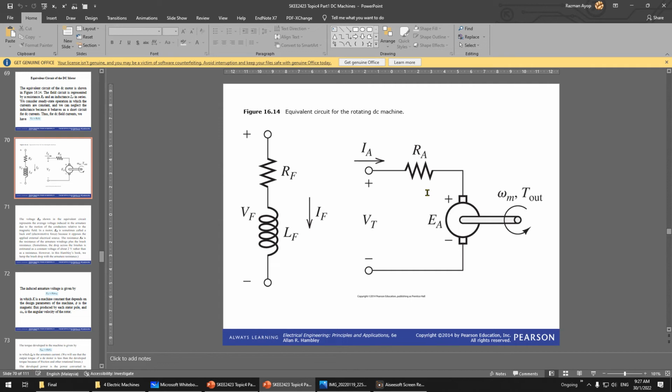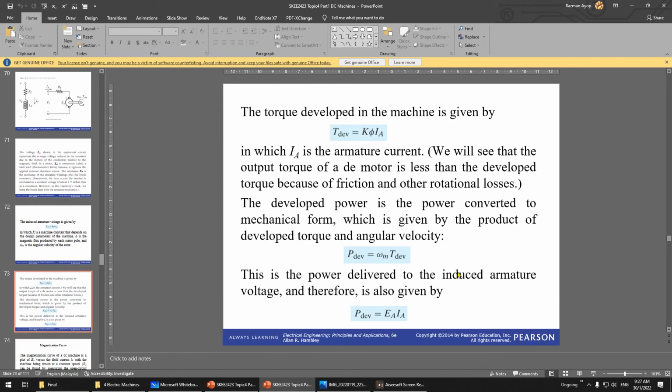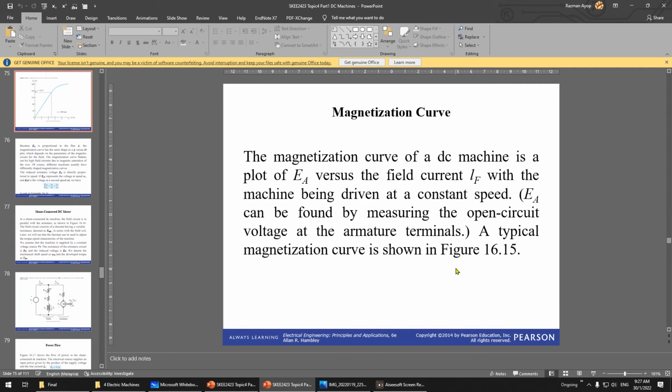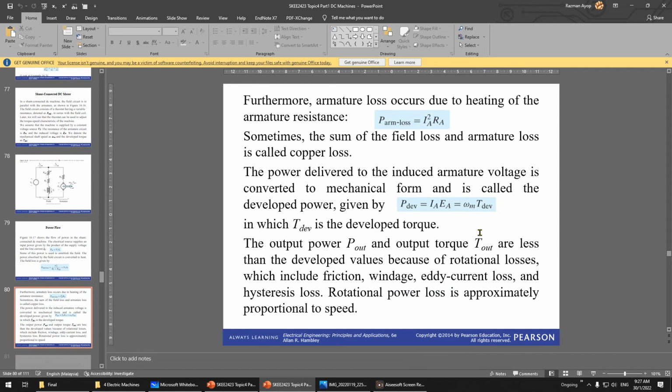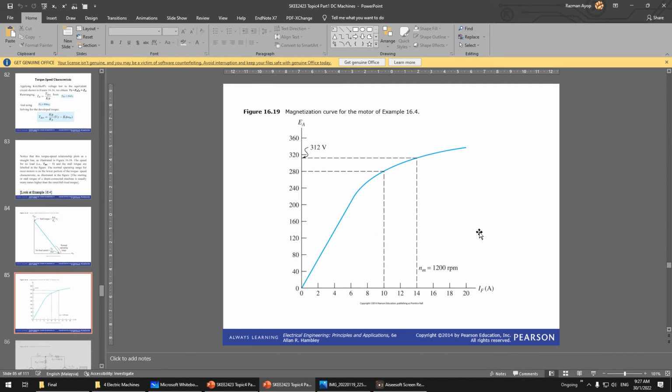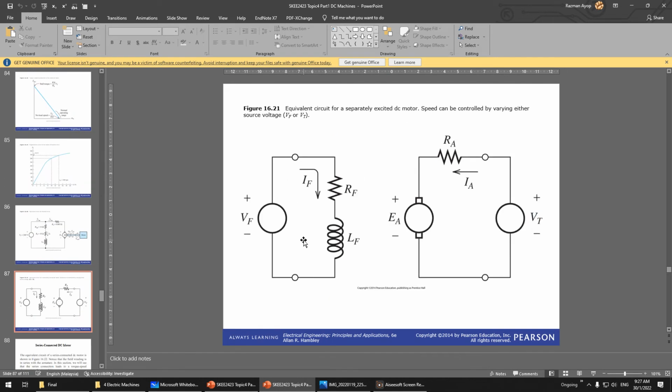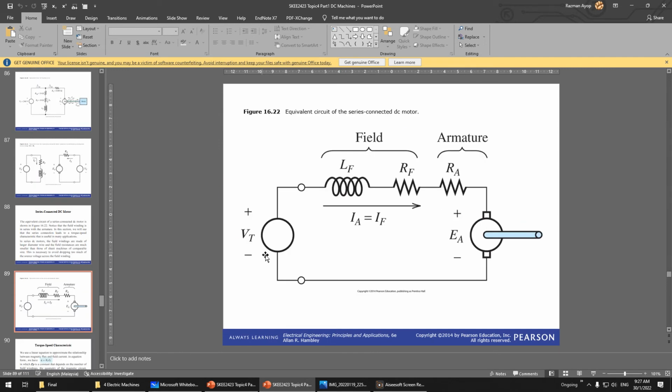So this one is the separately excited. You have to know how to draw that. And then this is the shunt method. Just make sure you know how to draw this, and this one, separately excited. Series connected. Make sure you know how to draw the circuit and you know the labels: IA, IF, LF, RF, RA, EA, VT. Make sure you know how to draw.